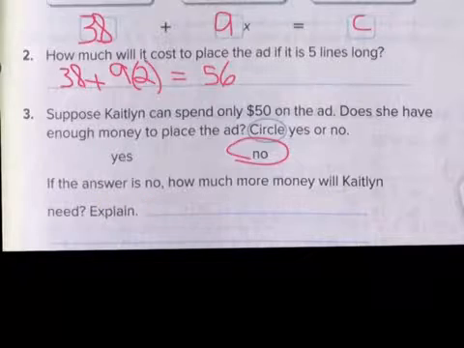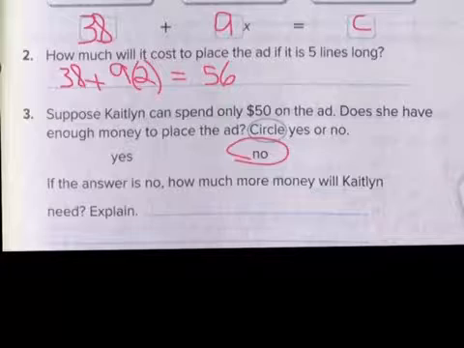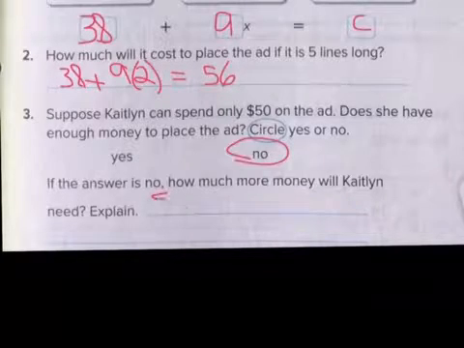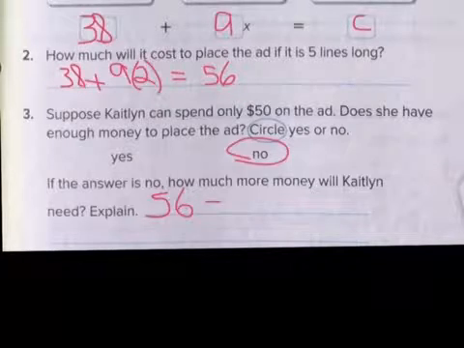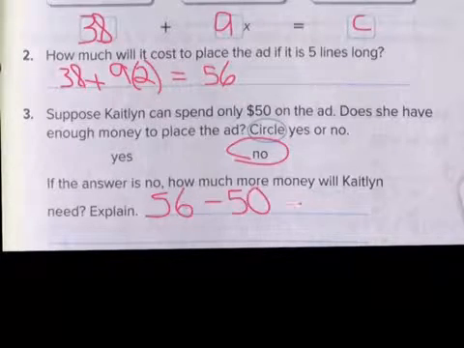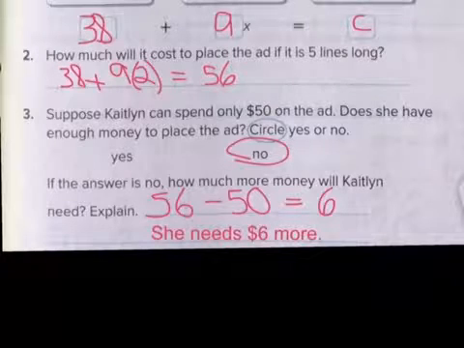If the answer is no, how much more money will Caitlin need? Explain. Well, it's going to cost her $56, and she only has $50. So we're looking for the difference of the two. That means she needs $6 more.